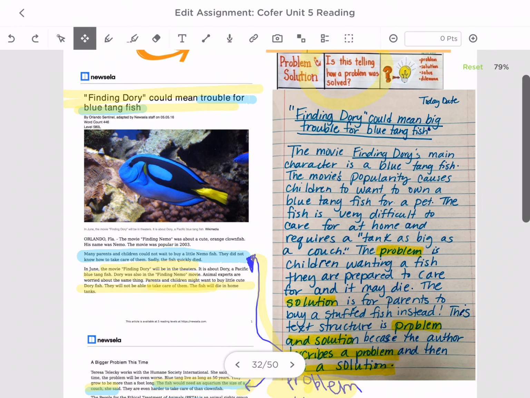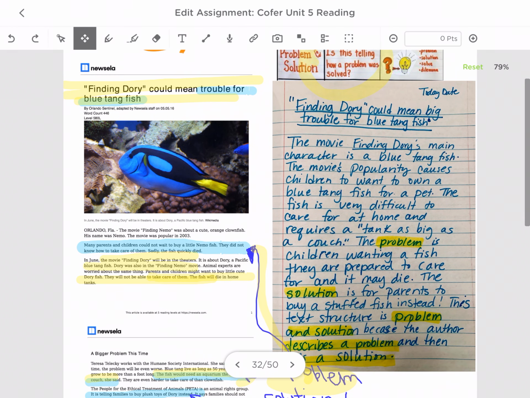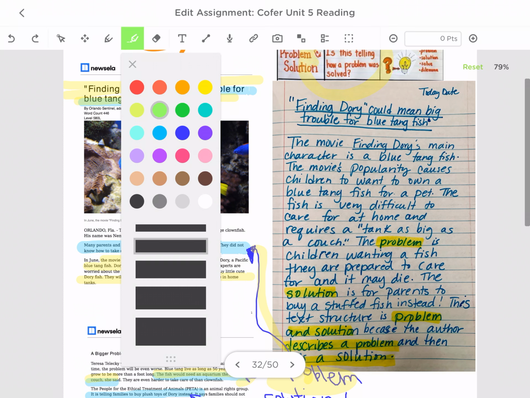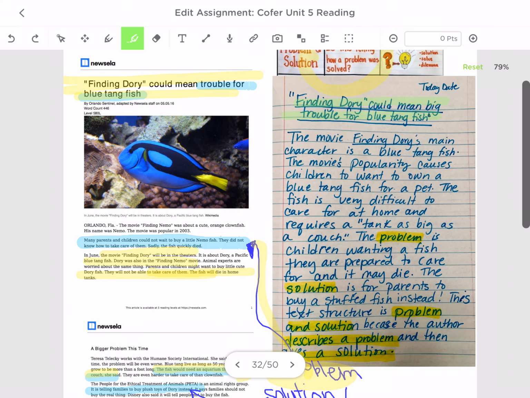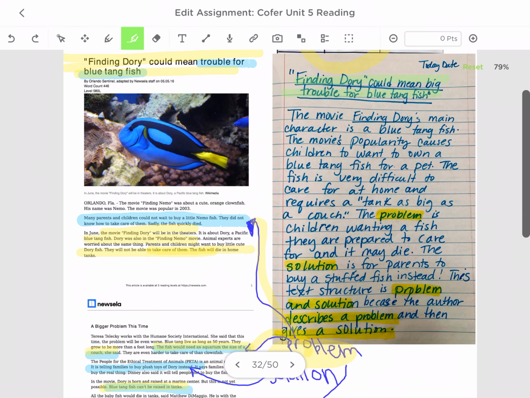So if I go over to make my entry into my reader's notebook, I'm going to put the title of my article that we read today, which is this: Finding Dory can mean big trouble for the blue tang fish, right? I use capital letters. And then I'm going to start my entry.